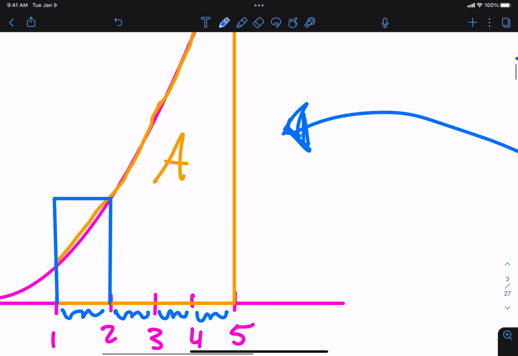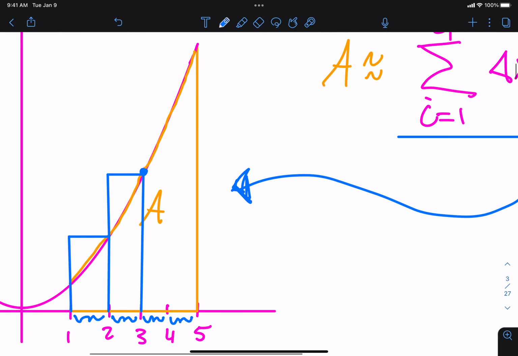Then our second rectangle's height will be the height of the function on the right side of the second subinterval. So that's here. So up to there. And then we have a rectangle like shown. And then from 4, we go up to here. And then we make a rectangle. And then at 5, we use this point here to make our rectangle.